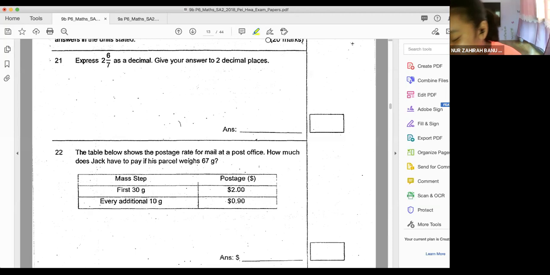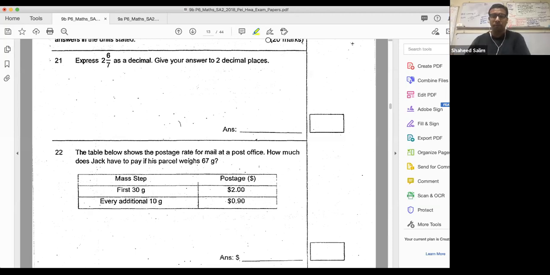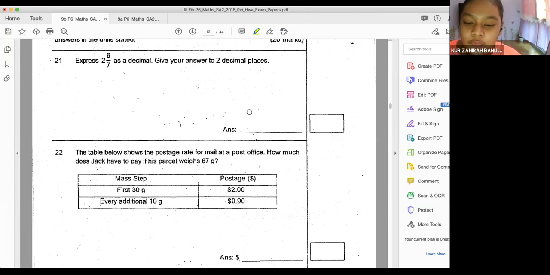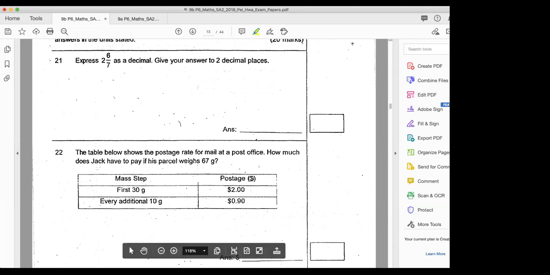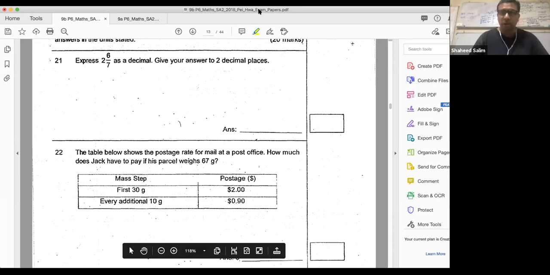Answer for 22 is 5.6. They want $5.60, but I don't know how to change it. All right, no problem. I will show you now.